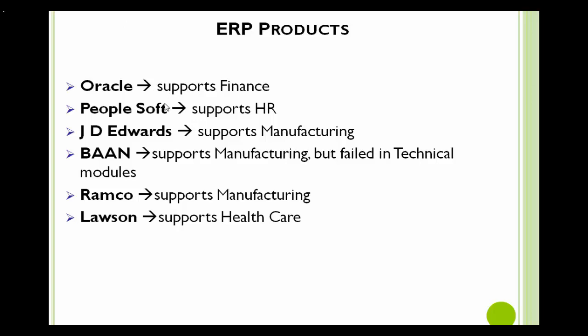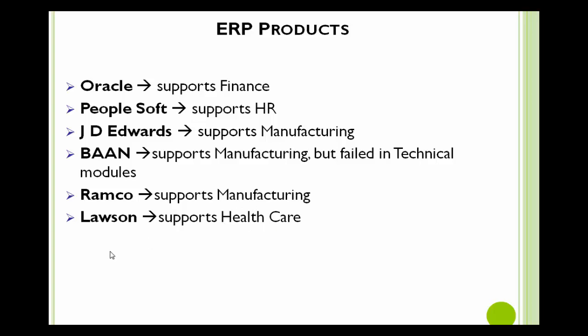As a client, definitely there is a little bit of confusion about which product you want to buy. For example, Oracle earlier used to support only finance as a major success factor. Now they are launching new products, new modules also, but they fail when you compare the Oracle product with SAP. SAP definitely supports all the cases. PeopleSoft has extraordinary performance in HR, JD Edwards supports manufacturing, and BAN supports manufacturing but failed in technical modules.